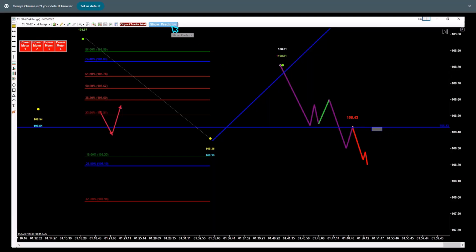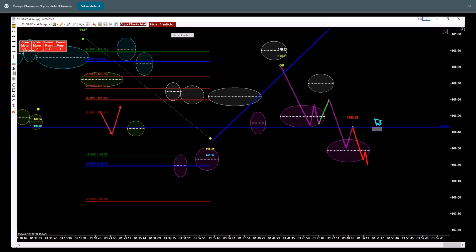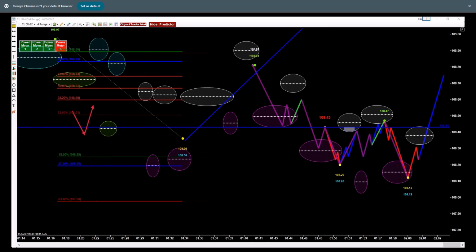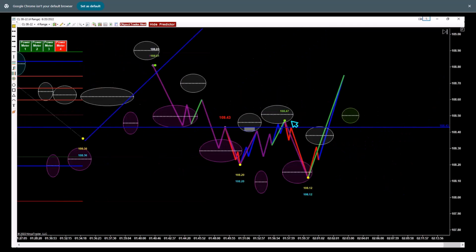Then I'd turn on my predictors and see if one draws there. Not sure if it will, but let's find out. There's a predictor, and there's your trade. See there? Right below that line. They barely take it out, and you box it.